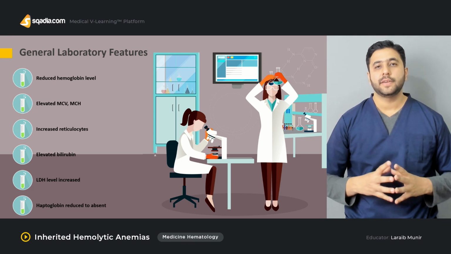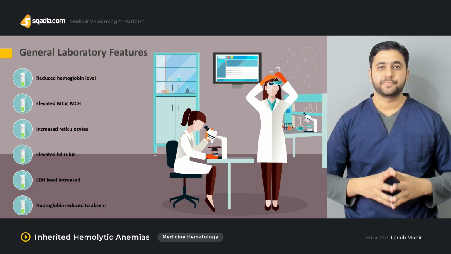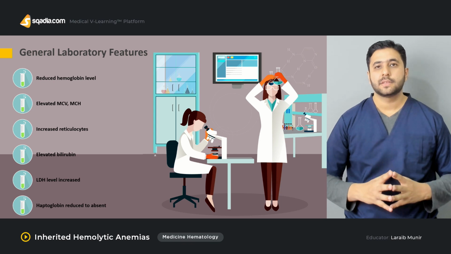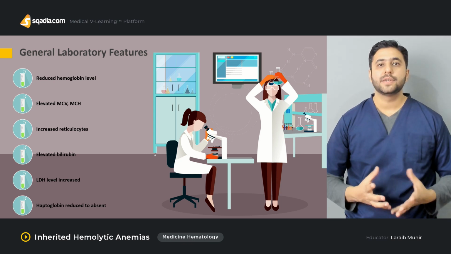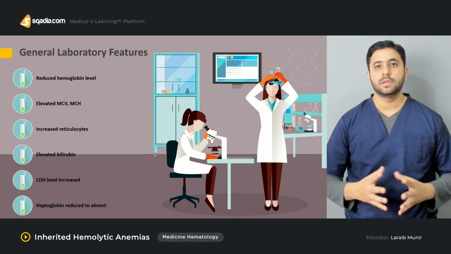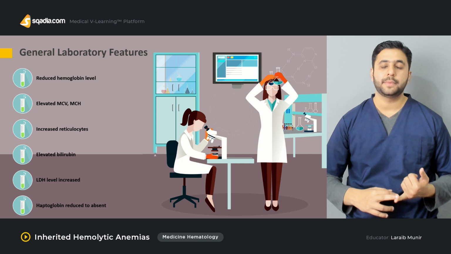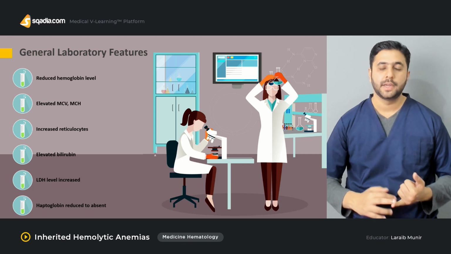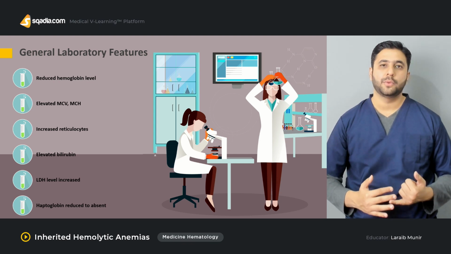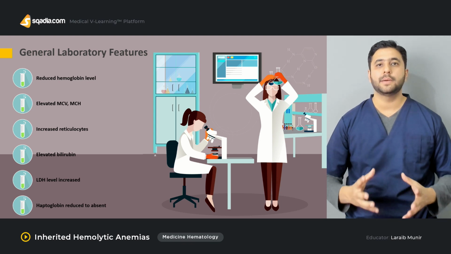Haptoglobin is basically a scavenger molecule which is present in the plasma. As I told you in the previous slide, there are two ways to destroy an RBC to cause hemolysis. The one was the extravascular hemolysis, which I explained, which happens generally in the reticuloendothelial system. The other one is the intravascular hemolysis. In intravascular hemolysis, the RBCs are being broken down within the blood vessels.